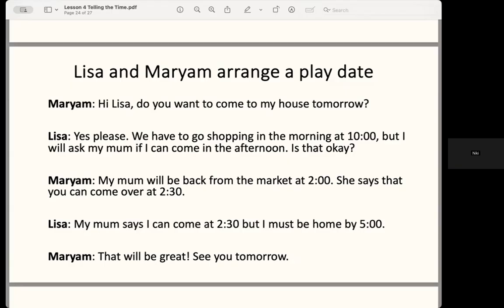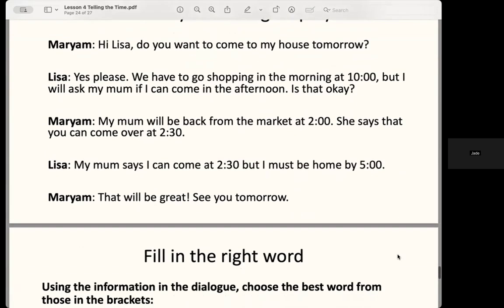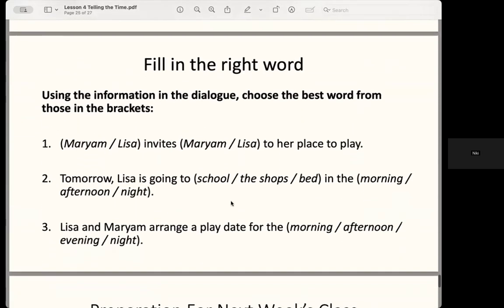Good reading, everyone. We might go to the exercises because then we can come back and do more reading for other people. So we'll go to these now. Did you want me to call a name? Yeah, we'll do 3 separate people for each question. So someone just for question 1? Shakoria, can you read this and put the right answers in? Just the first one. Mariam invites Lisa to her place to play. Great, done. Thank you.